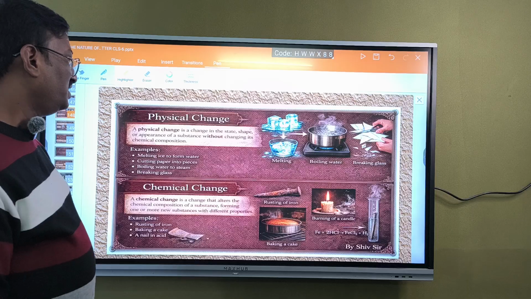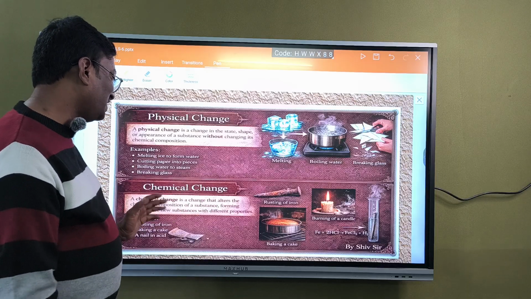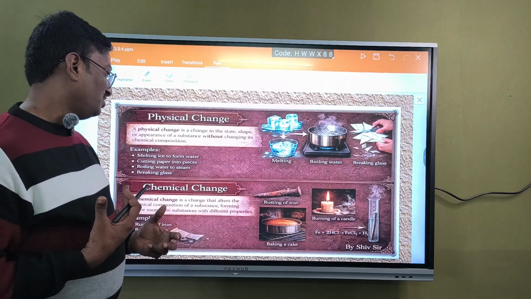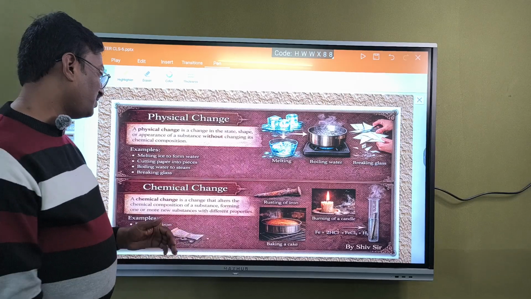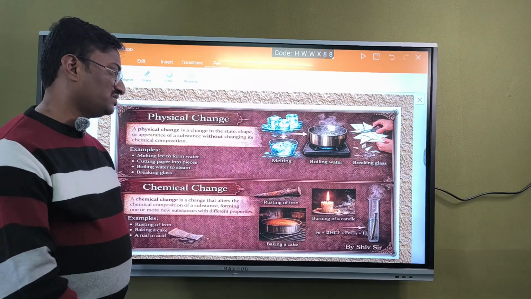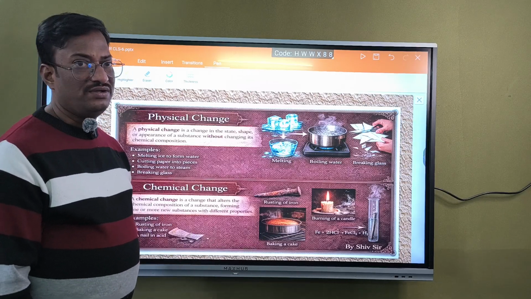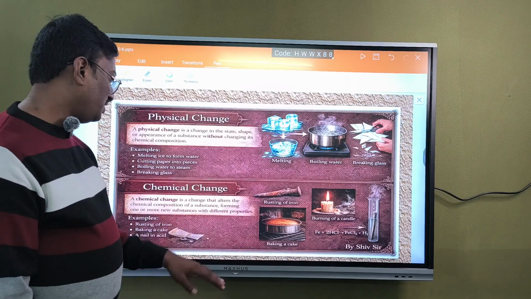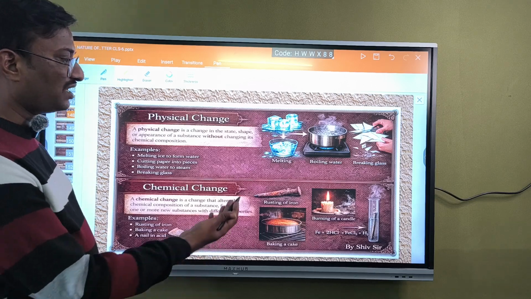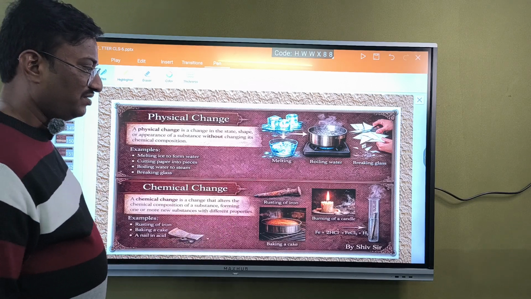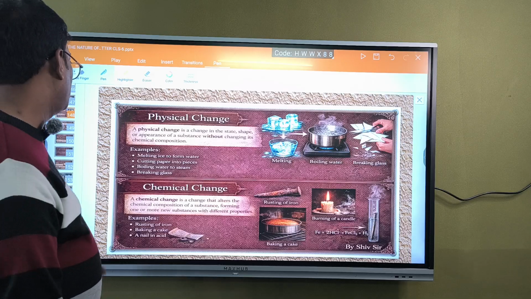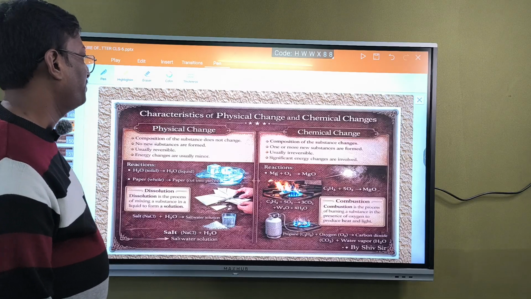What is a chemical change? It is a change that alters the chemical composition of a substance, forming one or more different or new substances. Rusting of iron, baking a cake, milk converted into curd, and burning of a candle. These all come under chemical changes.